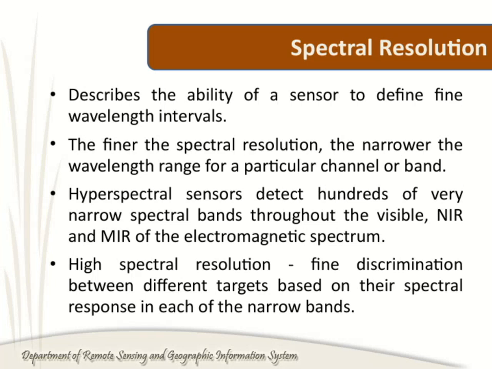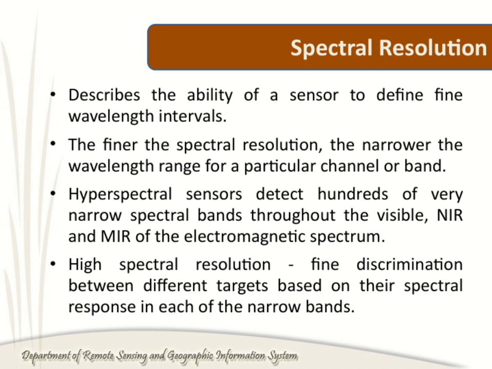Let's talk about spectral resolution, which is really about how well a sensor can distinguish between different wavelengths of light. The key idea here is that the finer the spectral resolution, the narrower the wavelength range that each channel or band can detect. This means that sensors with high spectral resolution can pick up very subtle differences in the light reflected or emitted by objects. Now, hyperspectral sensors are a great example of this.